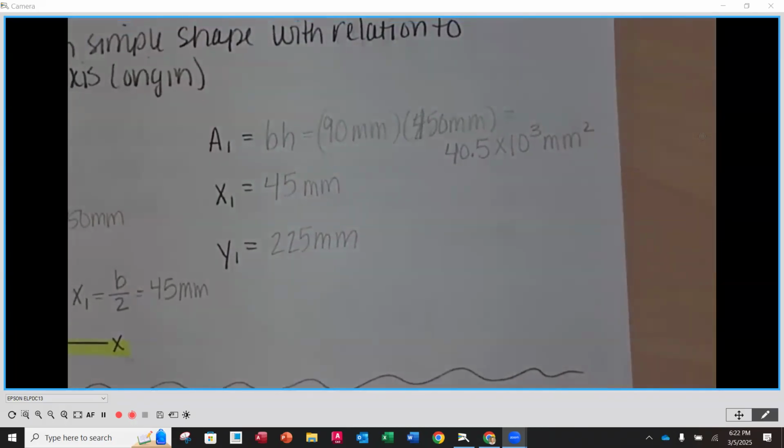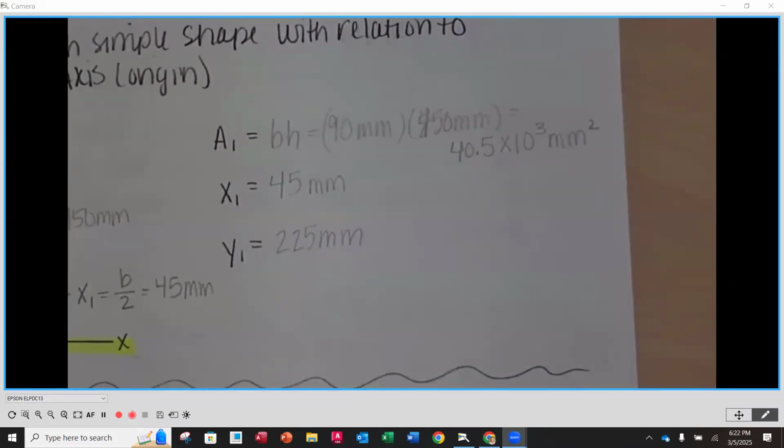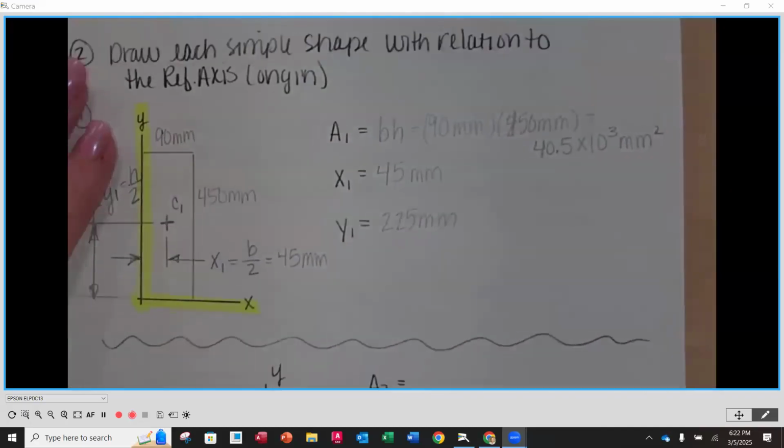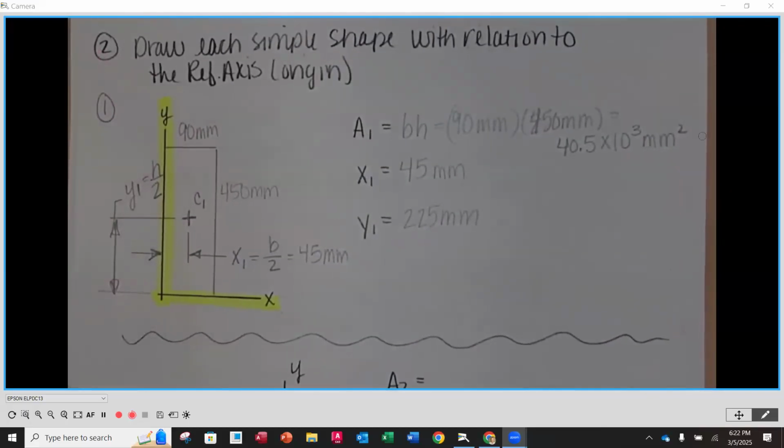If you wanted to use all the zeros, you certainly can, but it just makes it a little bit easier with the amount of zeros and how big it gets, because we're going to find that we're going to have some bigger numbers in this example as well because of the millimeters. Okay, so that is shape number 1, area, X and Y.